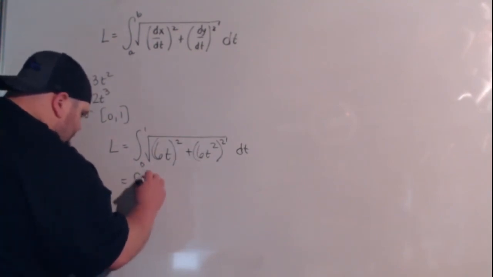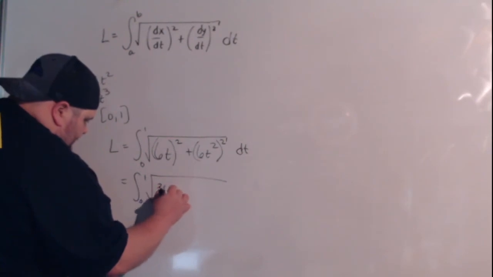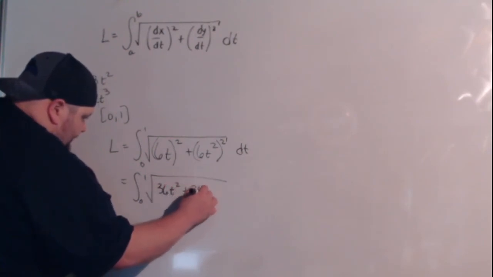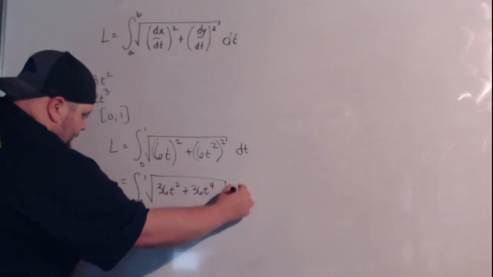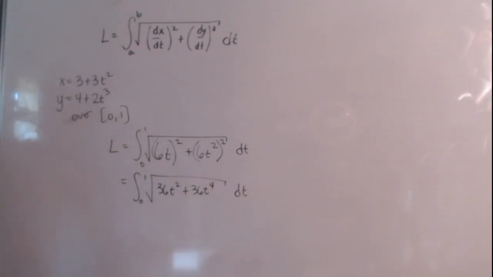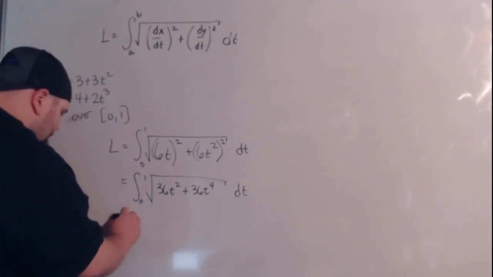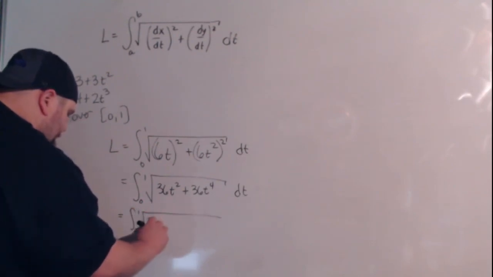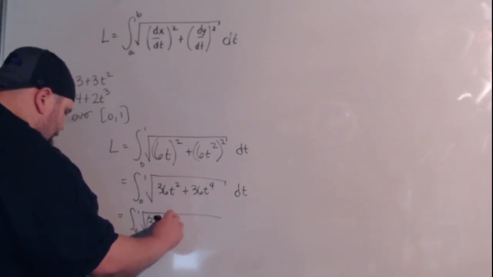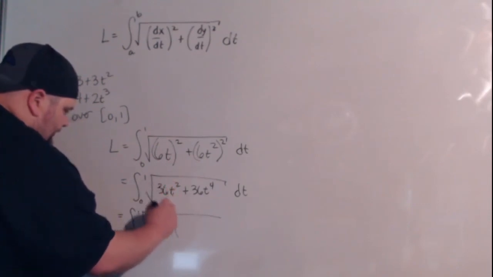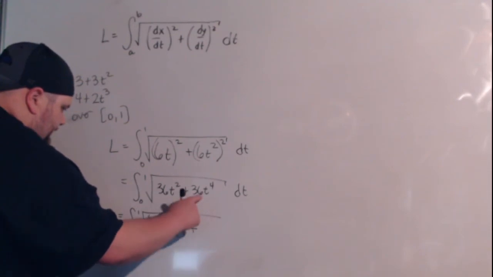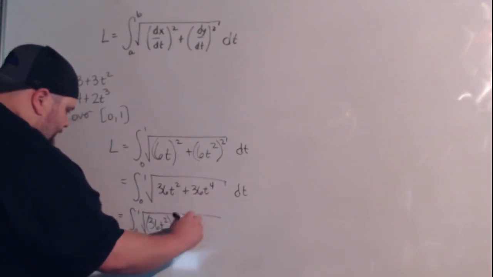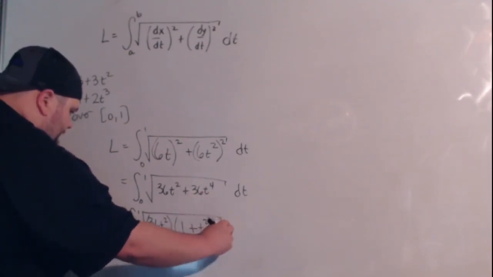So that is 36t squared plus 36t to the 4th. They both have a 36t squared in common, so I'm going to pull that out. 36t squared from 36t squared is 1. And if I take it from 36t to the 4th, I have t squared left.